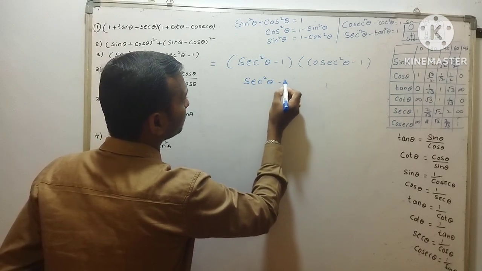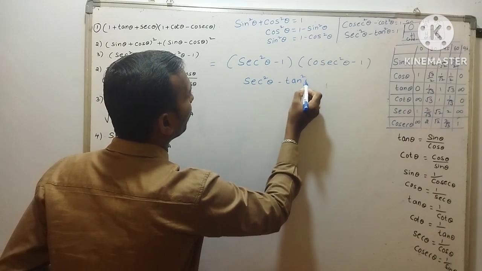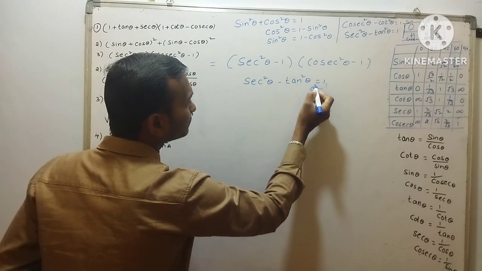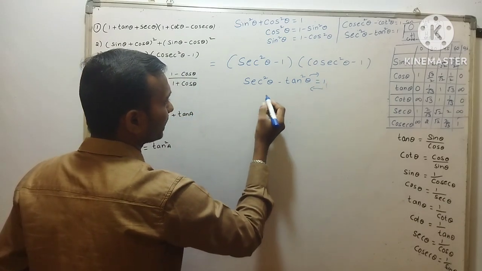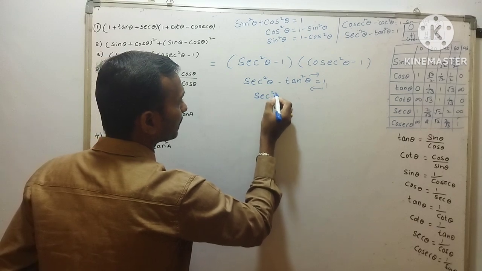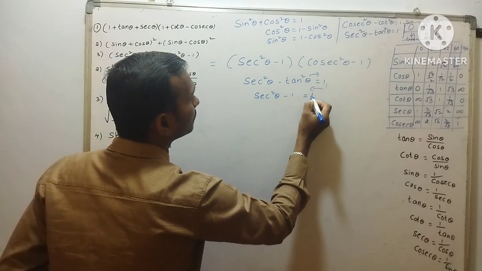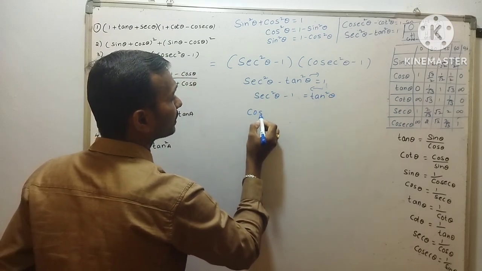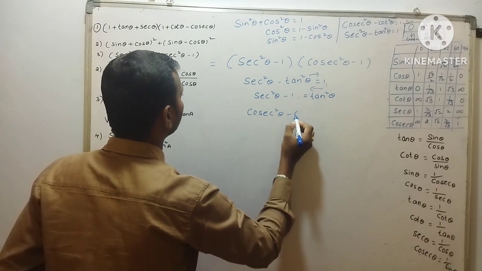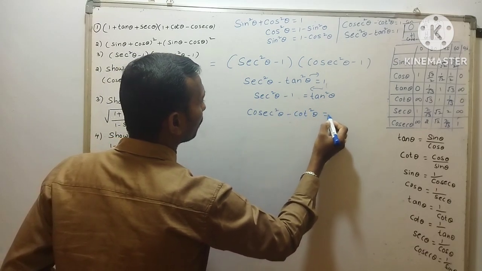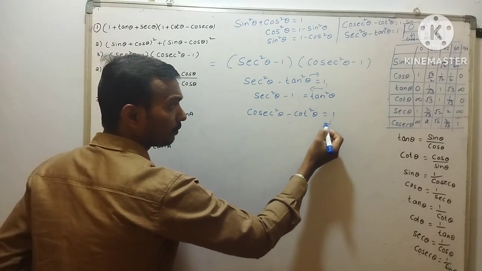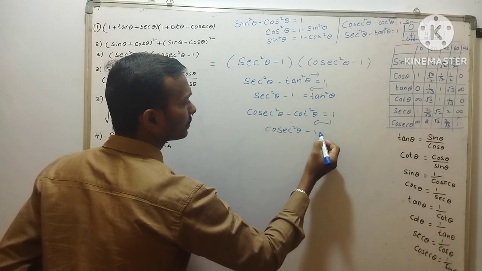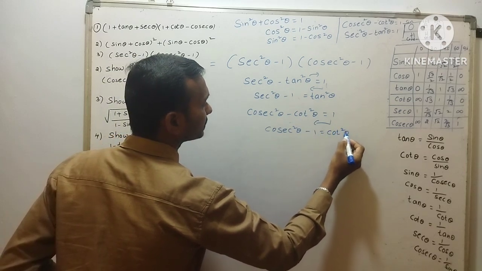Secant square theta minus tan square theta is equal to 1. So from this, if you bring 1 to left side, take tan square to right side, secant square theta minus 1 is equal to tan square theta. Similarly we have cosec square theta minus cot square theta is equal to 1. Now if you bring 1 to left side, take cot square to right side, cosec square theta minus 1 is equal to cot square theta.